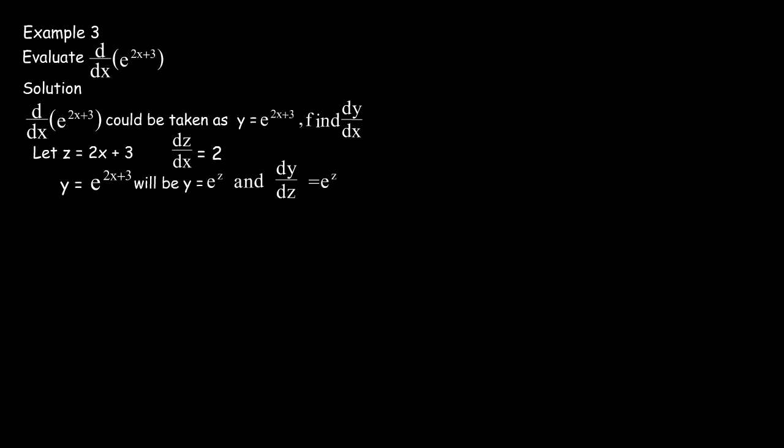Then dy/dz will be equal to e raised to the power z, because the derivative of e raised to the power s is e raised to the power s, so e raised to the power z will also be e raised to the power z. Now from our chain rule, dy/ds is equal to dy/dz times dz/ds. Substituting, dy/dz is e raised to the power z times dz/ds, which is 2. At this point we will be substituting z for 2s plus 3 back into our equation. Doing so, our equation becomes 2e raised to the power of 2s plus 3.